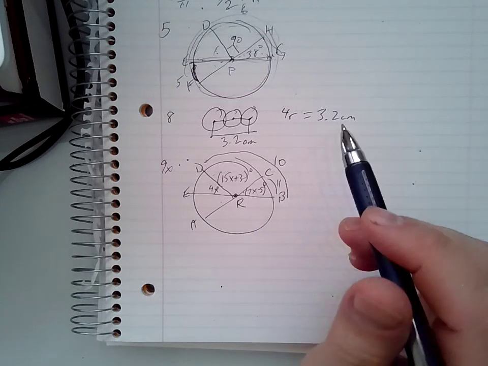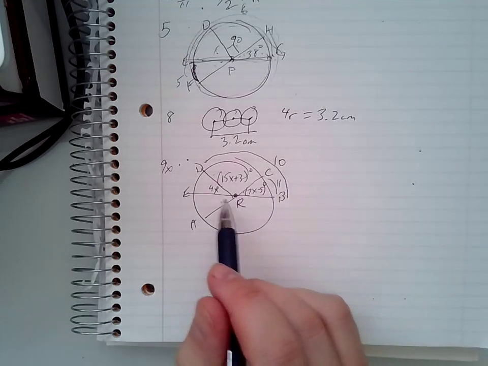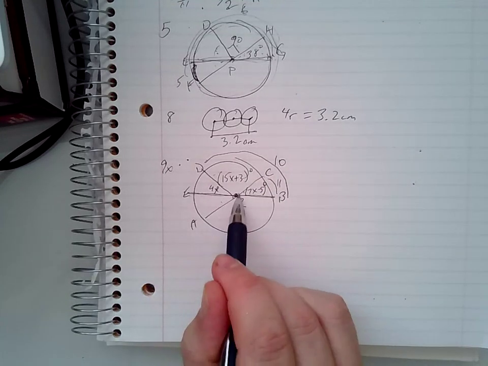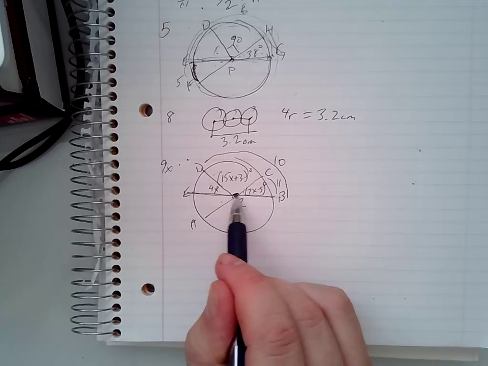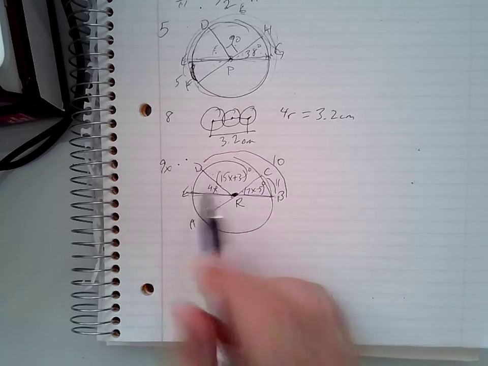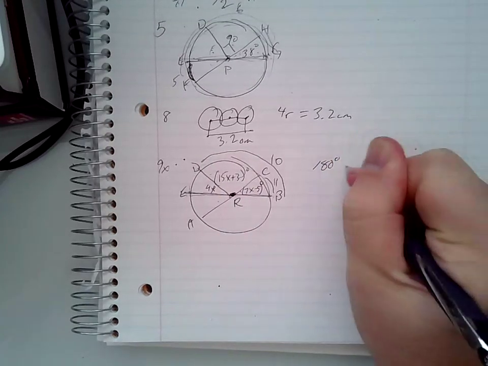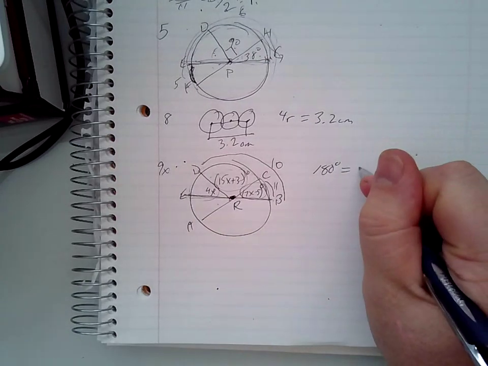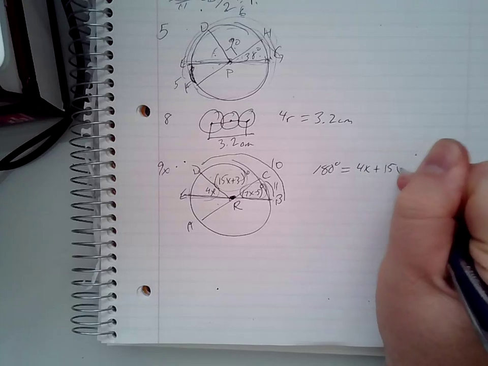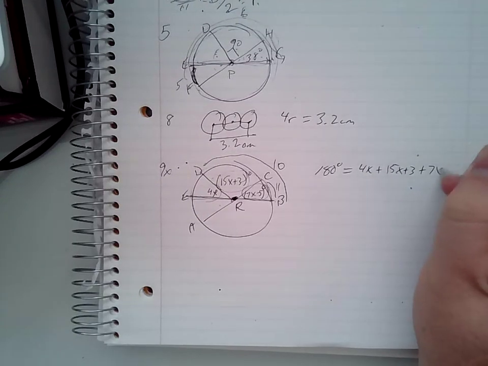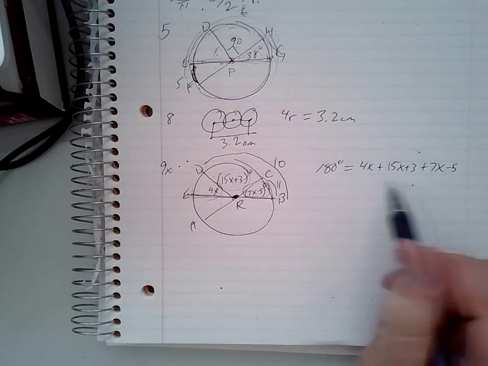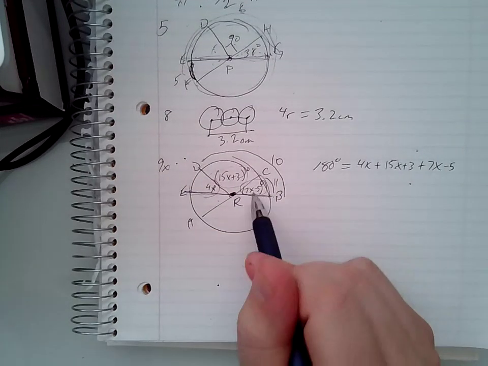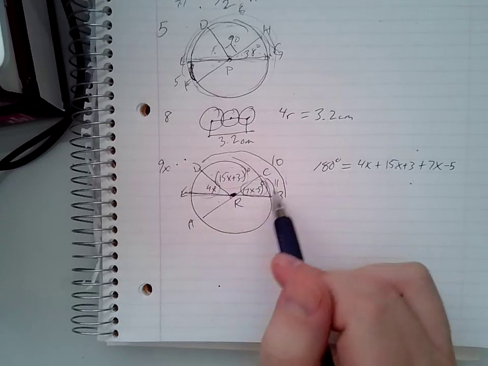All right. How on earth are we going to find that? Well, we know that EB here is a diameter because it goes from one edge to the other and it goes through the center of the circle. So we know that this whole thing equals 180 degrees. So we add up all these individuals to get there. So we have 4x plus 15x plus 3 plus 7x minus 5. Combine like terms, solve for x. That'll give you number 9. Input those values to find number 10 and 11.